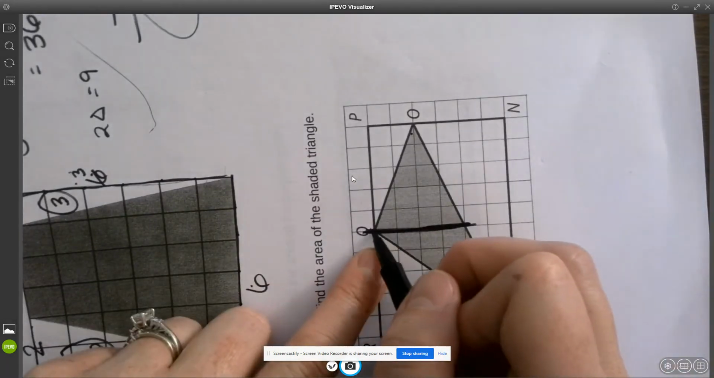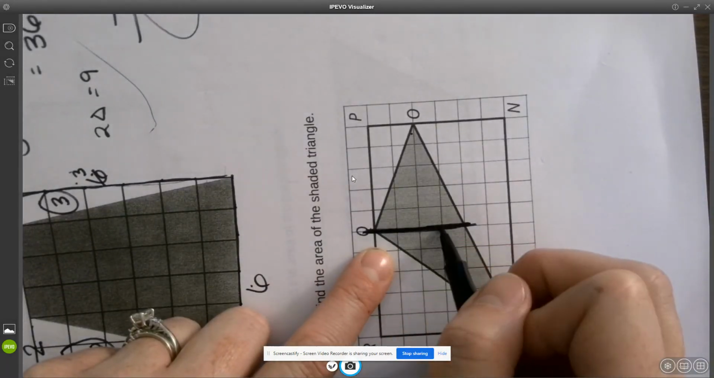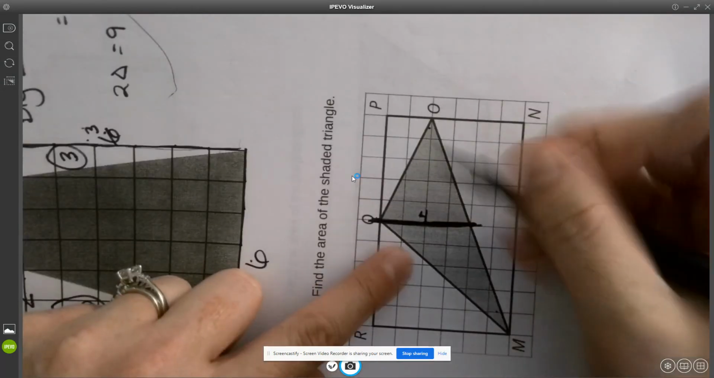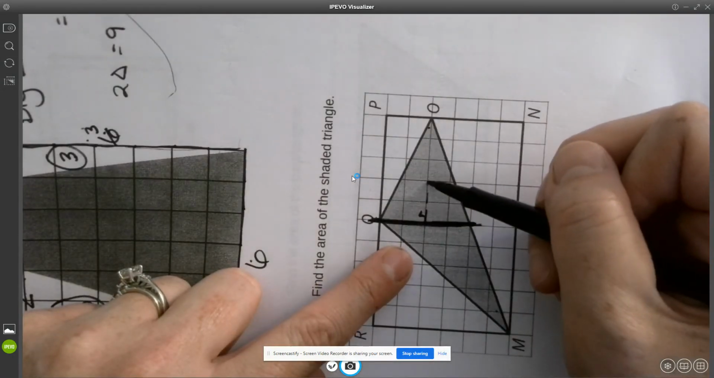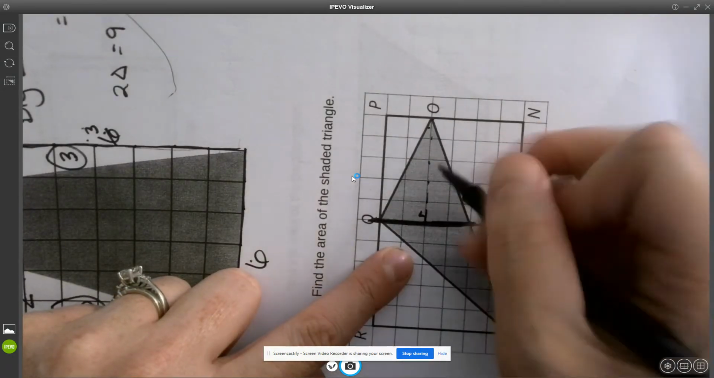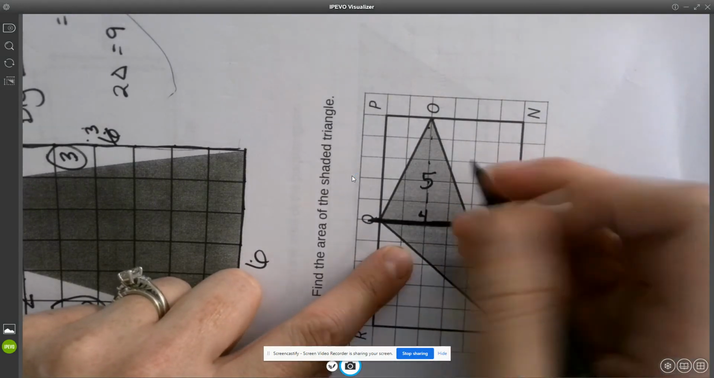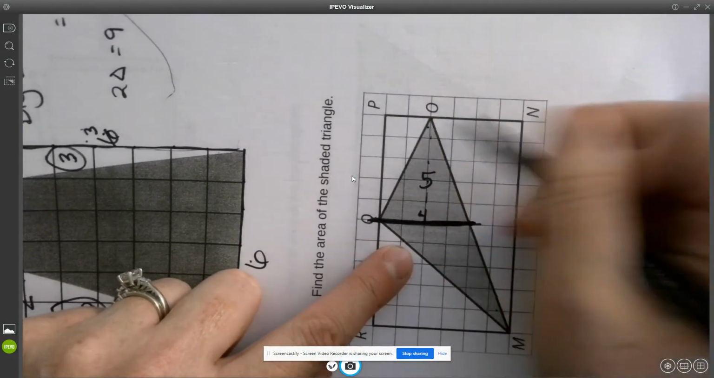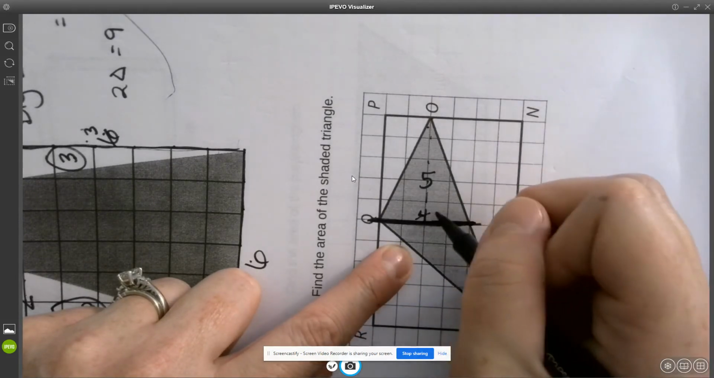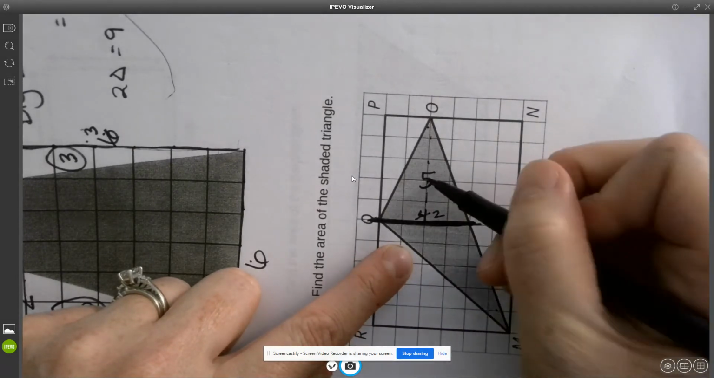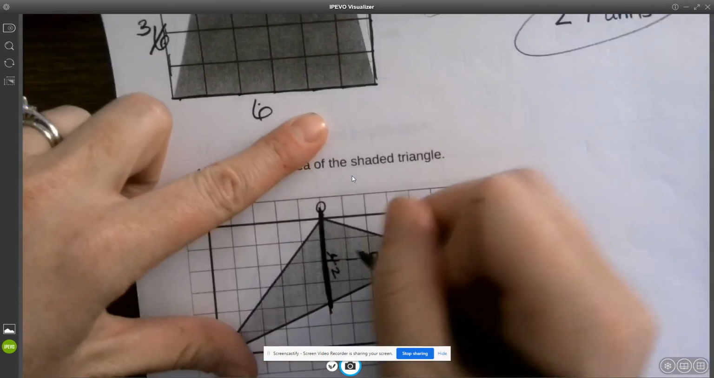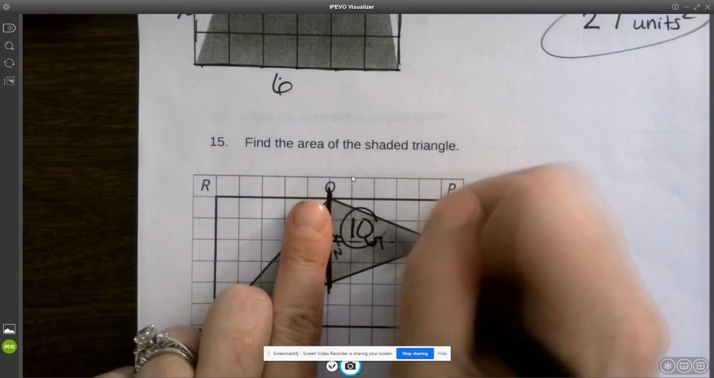So the base is 1, 2, 3, 4. The base is 4. How high up does it go? 1, 2, 3, 4, 5. It goes up 5. So remember, when we're doing triangles, we have to cut one of them in half, because otherwise you're getting a parallelogram. So I'm going to cut the 4 in half. So 5 times 2 is 10. So this triangle right here is 10.